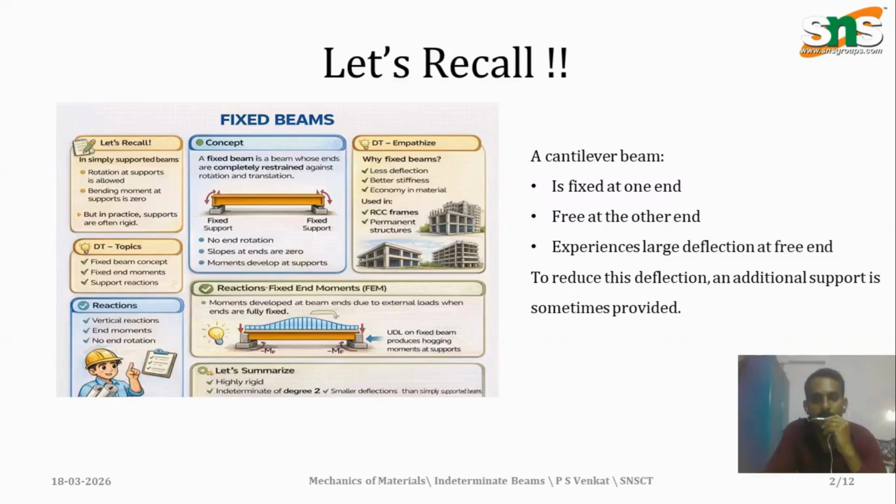Before we move into fixed beams, let's recall a familiar concept, that is the cantilever beam. A cantilever beam is a beam which is fixed at one end and free at the other end, which shows maximum deflection at the free end. The problem is that due to the free end, the deflection is very large and may not be safe in real life structures. So what do engineers do? They provide an additional support at the free end. This leads to a new type of beam known as a fixed beam.